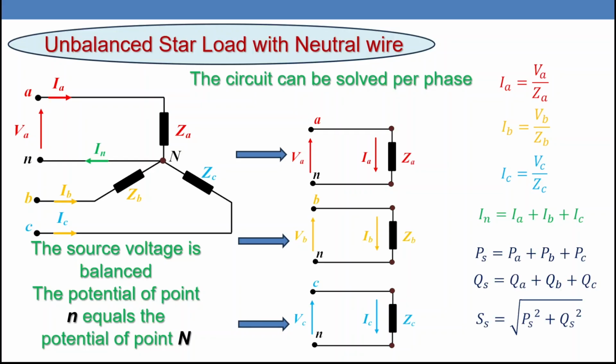What about the power? The power PS equals the power in phase A plus power in phase B plus power in phase C. And the same for the reactive power. How to calculate the apparent power? For the source, root PS square plus QS square, or VA IA conjugate plus VB IB conjugate plus VC IC conjugate.